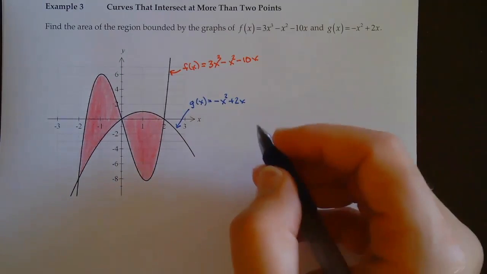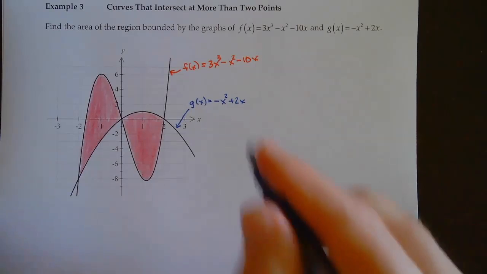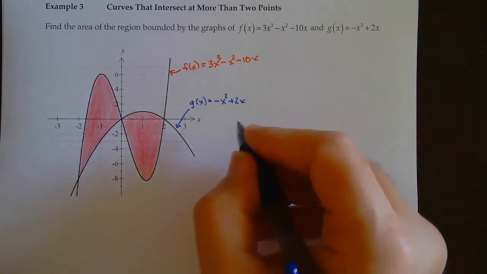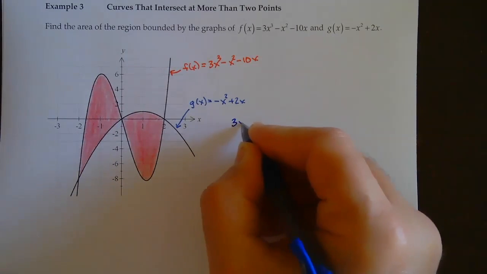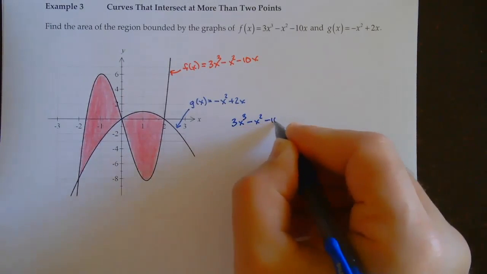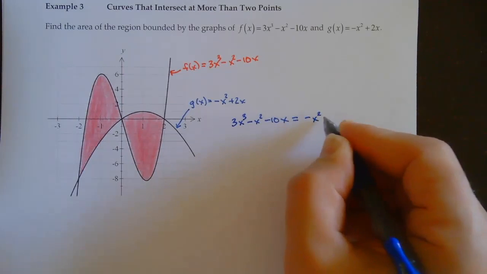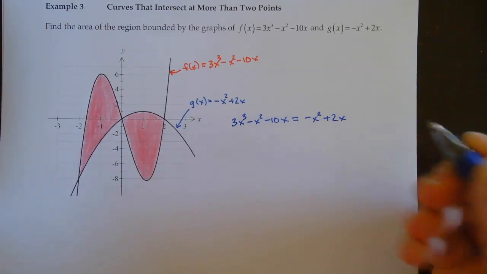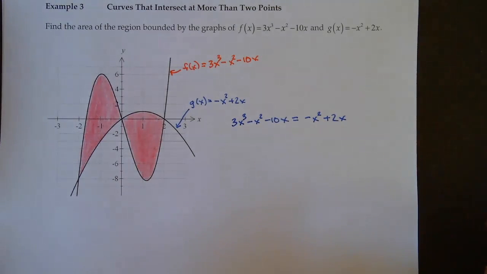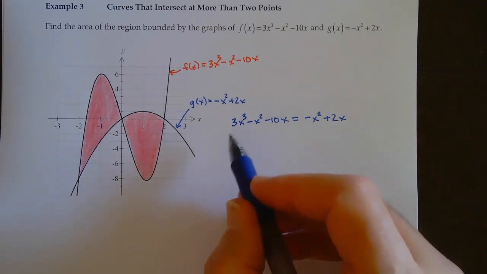So we're going to use technology to solve this. This is one thing that is taught for the AP exam: you have to be able to find the intersection. So this is 3x cubed minus x squared minus 10x, and that's equal to negative x squared plus 2x, right? To solve this, we could make this one be y1.